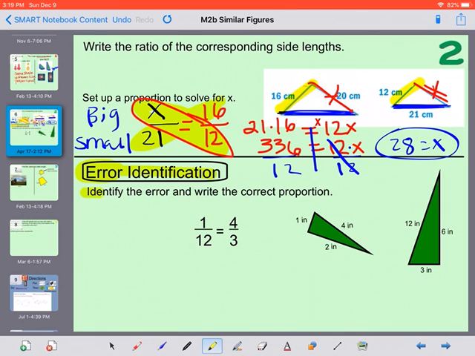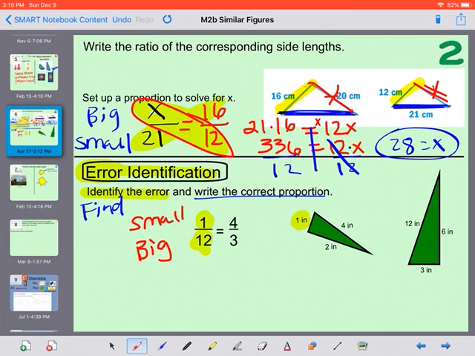Next, it says error identification, which tells us that there is an error in the proportion that they set up. We need to find the error. Identify means to find it, and write the correct proportion. So here, if I look at this number 1, that goes with our small triangle, and 12 goes with our big triangle. However, those two sides are not the same on both triangles. See how this one is the short side? It should be set up with this one on the short side. From this small triangle to this big triangle, those two sides are proportional. They're the same side of each triangle. So this 12 should not be there.